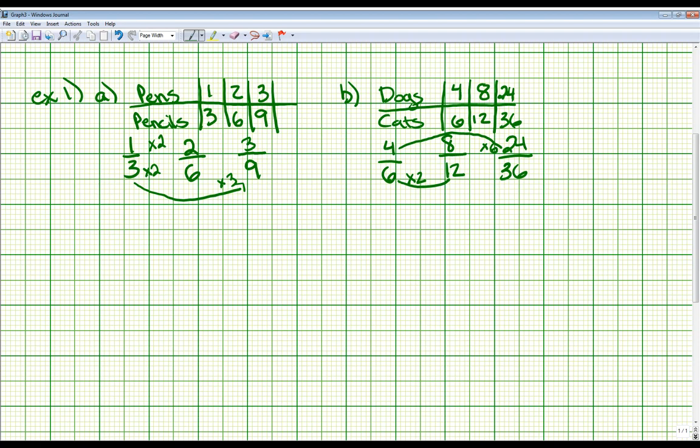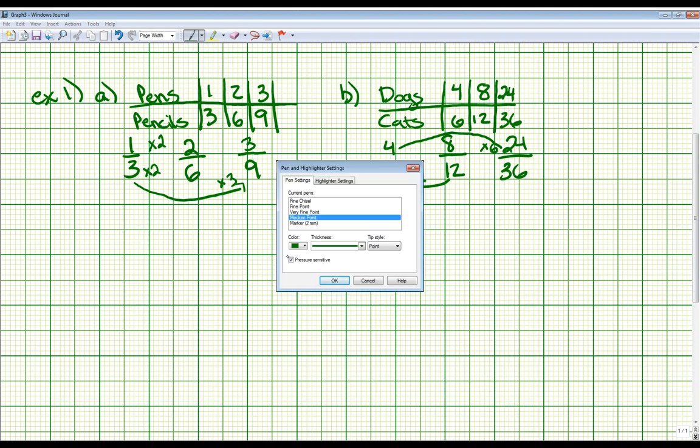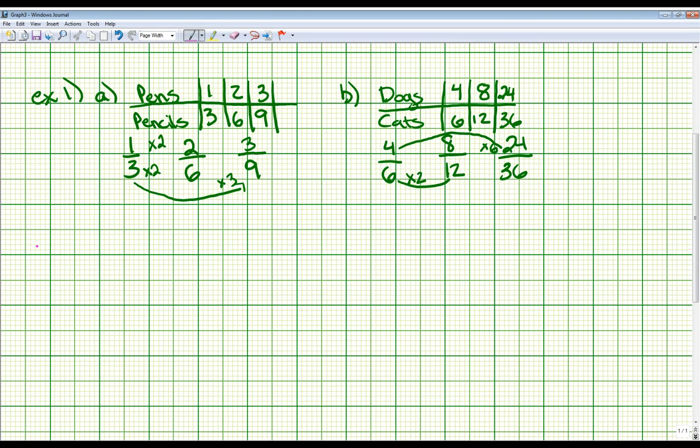Okay, moving right along to example 2. It says making a ratio table. Looks like we're making an actual real life situation here. So we'll switch colors. For example 2.